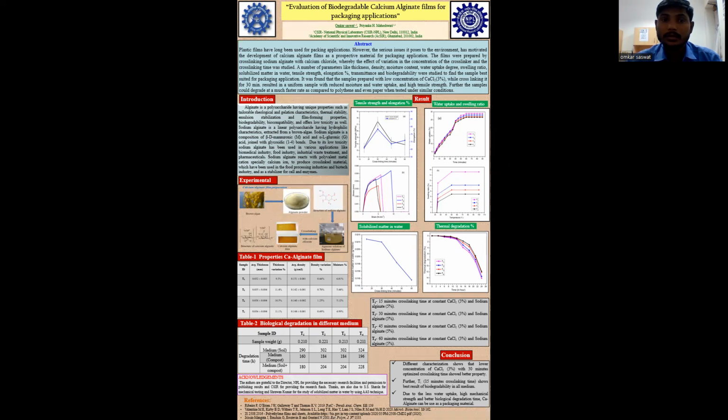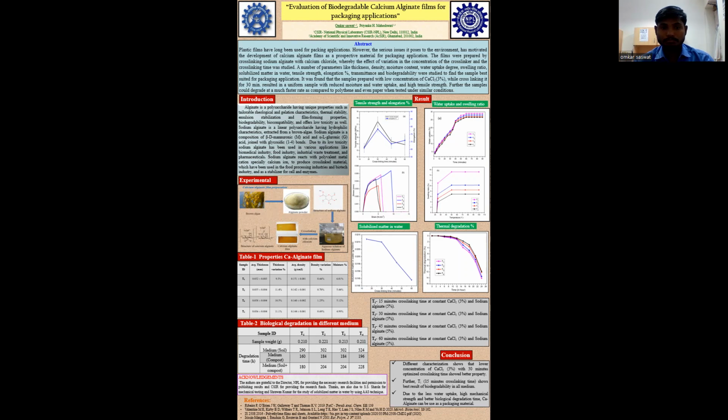Here I'm working on biodegradable material like calcium alginate engineered film. I have prepared them by following these experiments. I have taken alginate powder and made an aqueous solution of it. And after the cross-linking, I have made alginate films.